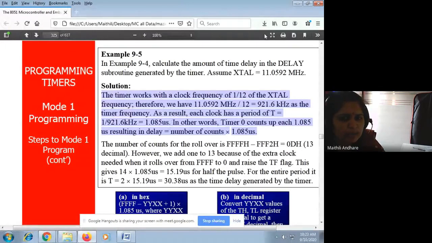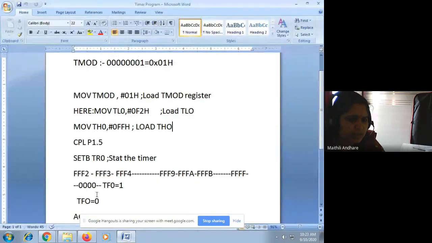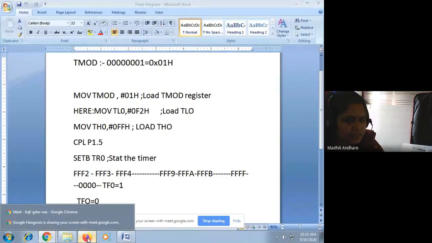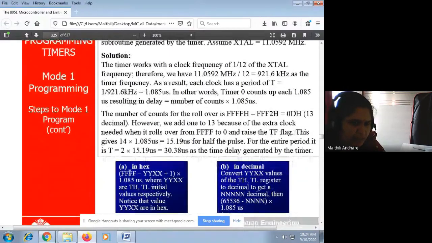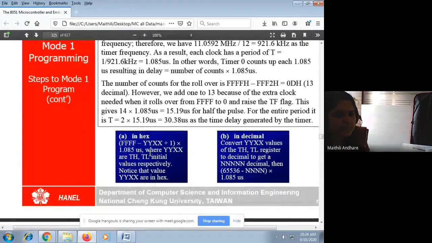Now how to calculate the actual delay? Already we have seen in the timer programming that my initial value loaded is FFF2. If you know the initial value loaded as FFF2, how do you come to know how much delay is generated by this timer programming? That we will see. See here, again the same value they have taken. These are the two formulas you have to follow, which are highlighted in the blue color.